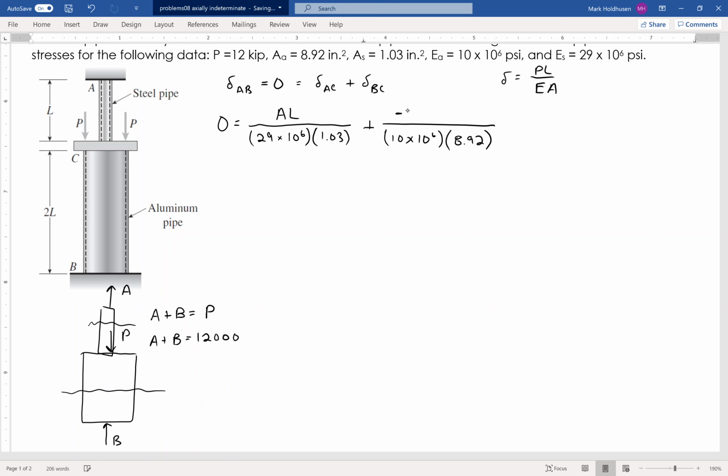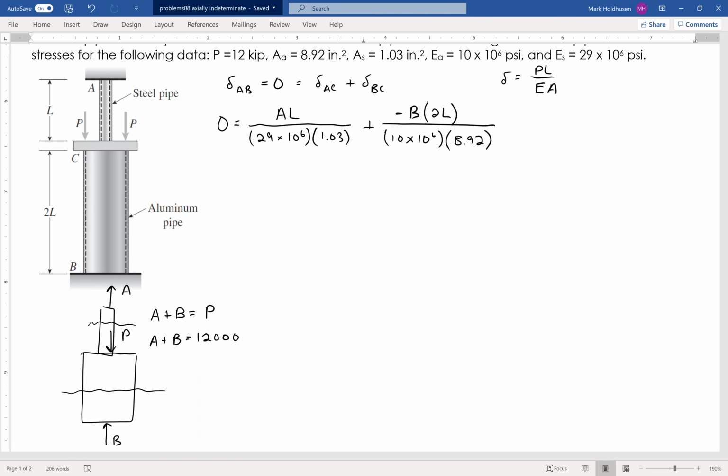Here's where the negative sign comes in. Because B is in compression, as I have it drawn there, it's going to be a negative sign. This guy is going to be contracting, okay? And its length is 2L. Okay, and this is where the L's are going to cancel out because I just divide through by L and it goes away here. Okay, so that is my second equation. Okay, and it relates A to B.